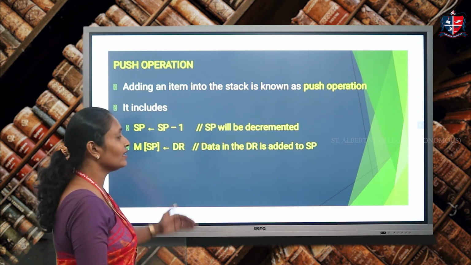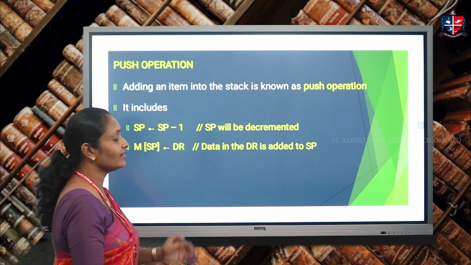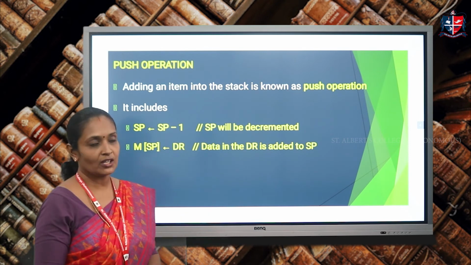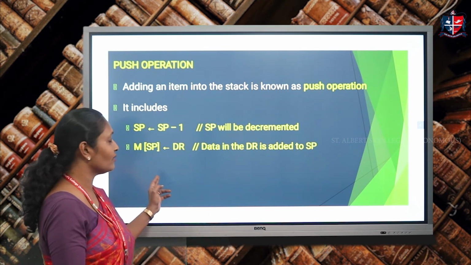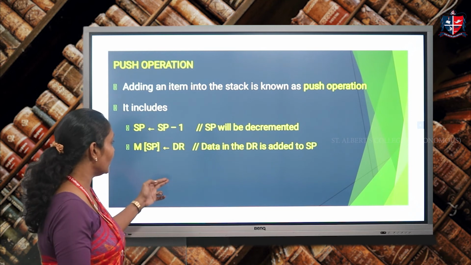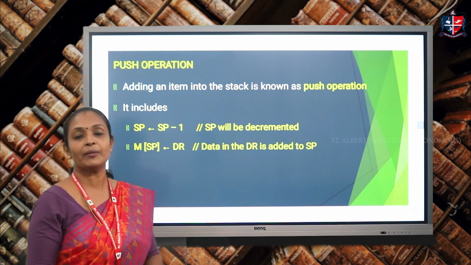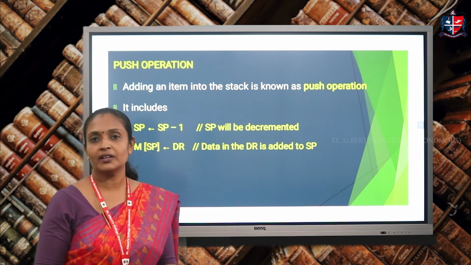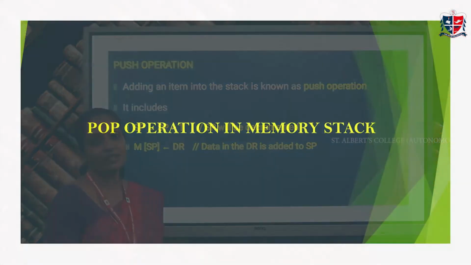After decrementing the stack pointer, we can take the data which is stored in the data register to the stack. So we can write like this: SP gives SP minus 1, and the data register is transferred to the memory address of the stack pointer. In this way, we can perform addition into the stack.